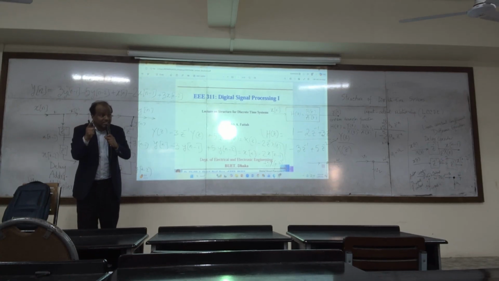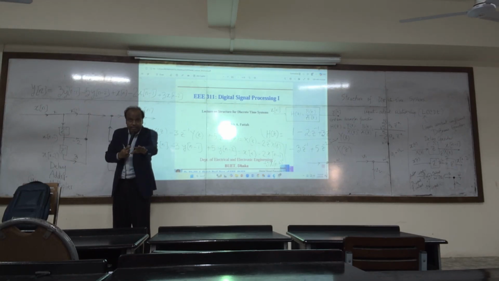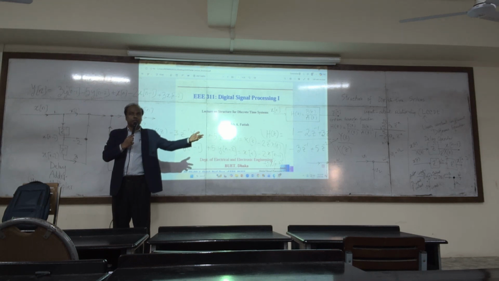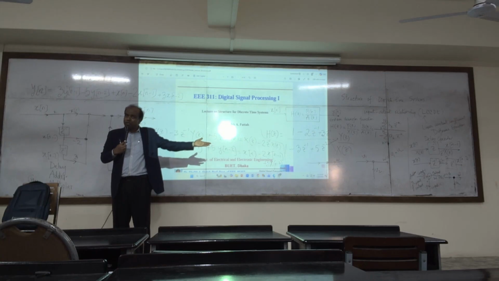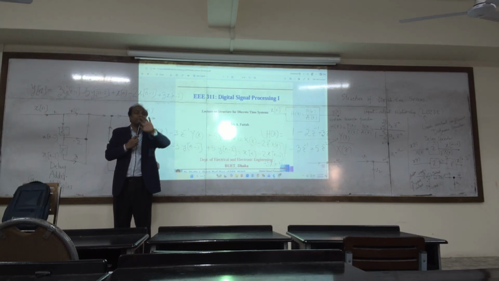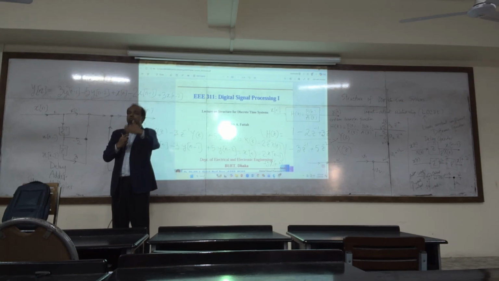So for a causal system, we are dealing with a system that depends on present and past values. It's quite natural your system will depend on past values. In that case, you cannot avoid delay. Is it clear? Delay is mandatory. If there is no delay, that means the output is just a multiplication of the input.